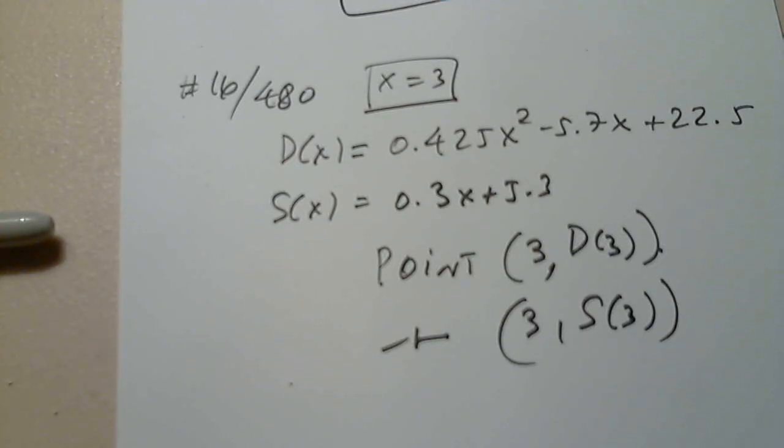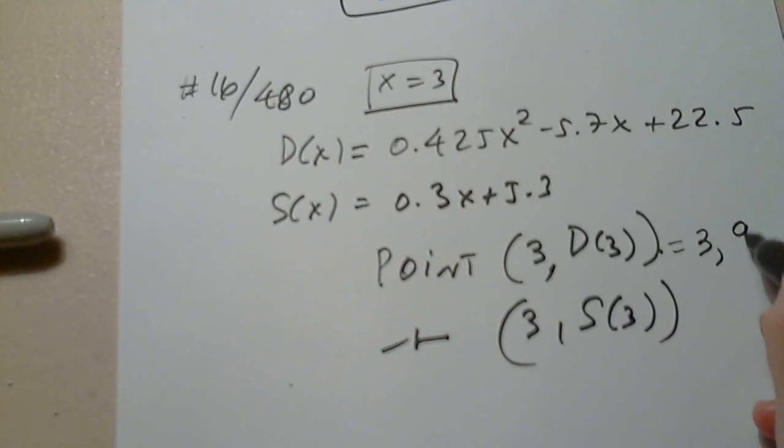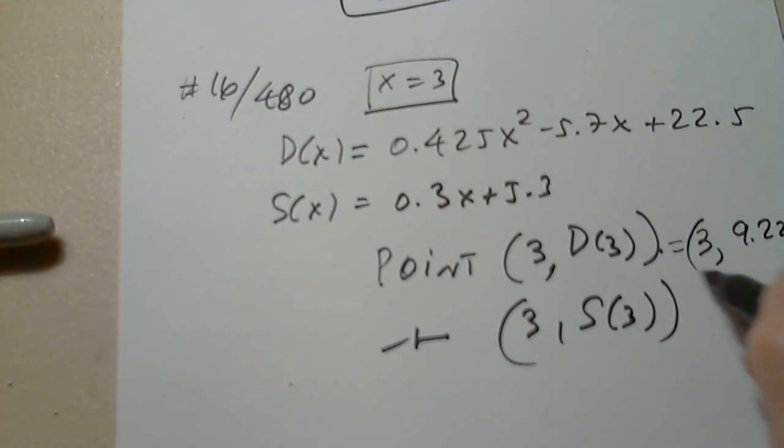This is not the equilibrium point. So when I plug in 3, I will get 2 different numbers. Okay, so the first point is 3 comma 9.225, and the other point for the other function is 3 comma 6.2.